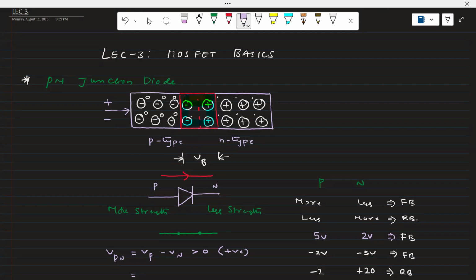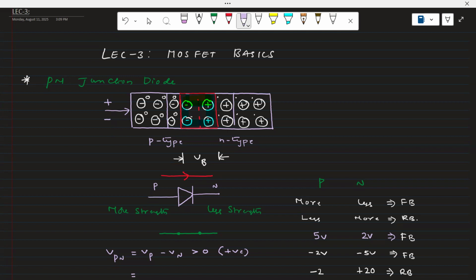Then definitely what will happen? The space charge region will increase. That means the carriers are not jumping. If the carriers are not jumping through the junction, then definitely we should say that no current will flow. Therefore, we can call it reverse bias.